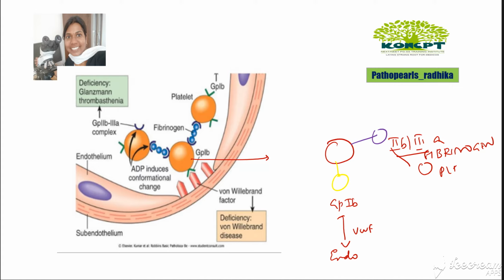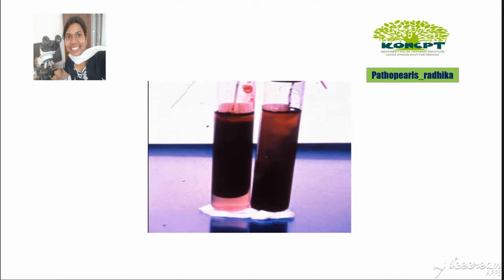Okay, so this should be very clear. Gp Ib helps in adhesion, 2b3a helps in aggregation. So defect in Gp Ib leads to a disease called Bernard-Soulier syndrome, whereas defect in 2b3a leads to Glanzmann thrombasthenia. Now look at this image. When you collect the blood and keep, you will have clot formation, and after some time your clot will retract away from the sides of the test tube. So this is clot retraction. This is normal. Whereas when you see this test tube, there is no clot retraction. So this we call delayed clot retraction, which is seen in GT because there is no platelet aggregation.